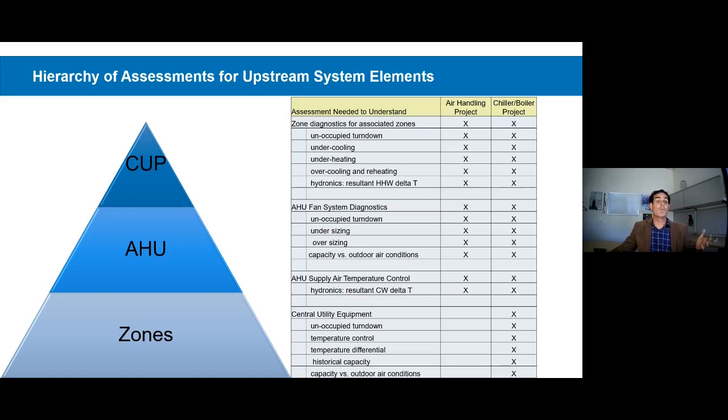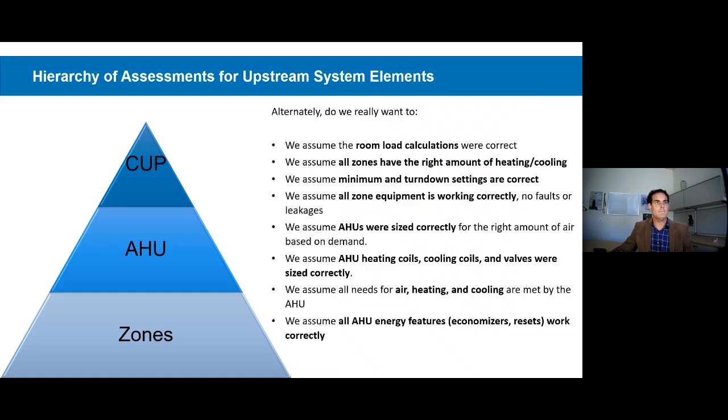This hierarchy also works for energy measures. If our chiller is running 24/7, that's probably because the air handlers are running 24/7, which is probably based on 24/7 calls for cooling from the zones. So again, start in the zones, make sure they're turning down so that the air handler can turn down and then the chiller can turn down correspondingly.